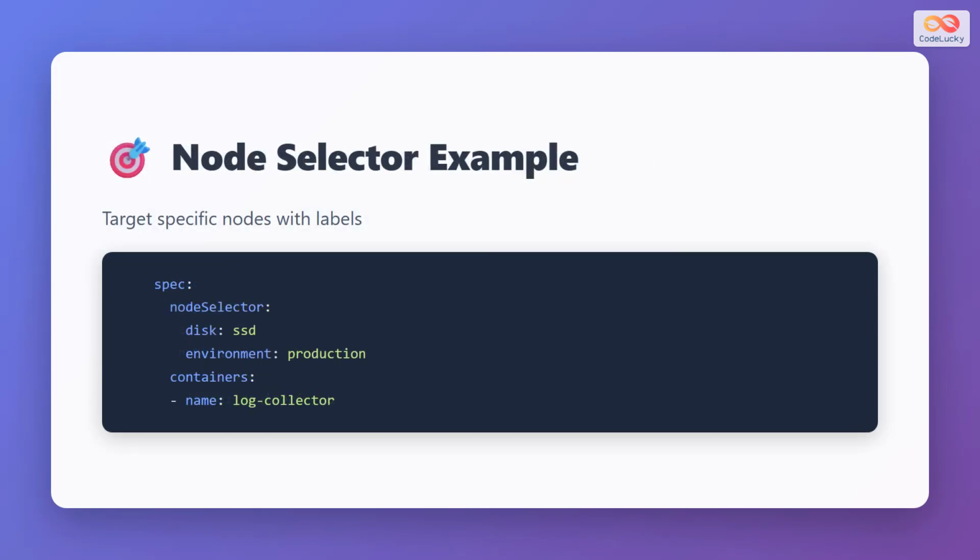You can target specific nodes with labels using node selectors. In the spec section, add a node selector field with your desired labels. For example, disk: SSD and environment: production. This ensures the DaemonSet only deploys pods to nodes matching these criteria, such as production nodes with SSD storage.